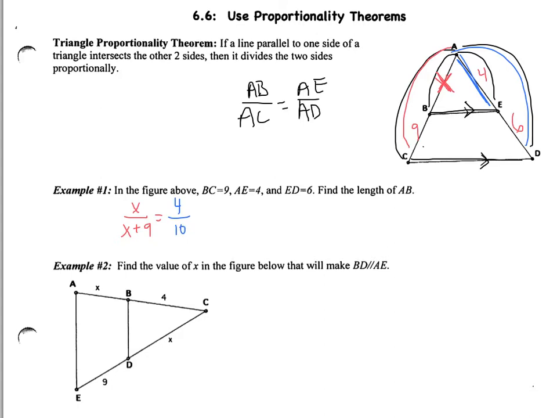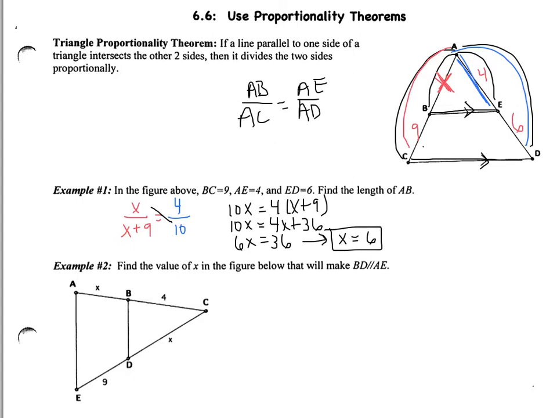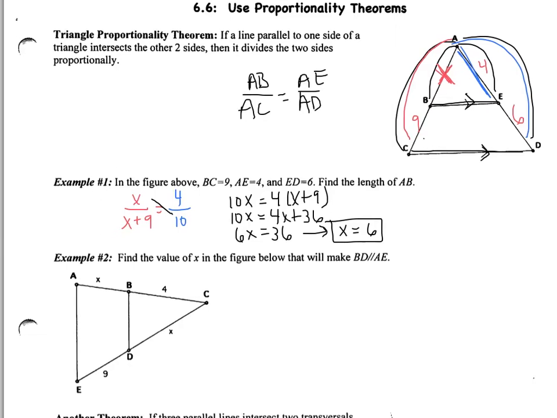And now I'm ready for my cross products. I have 10x equals 4 multiplied by x plus 9. This becomes 10x equals 4x add 36. If I subtract 4x, I get 6x equals 36, which tells me x equals positive 6. So again, that's nothing new. This is something that we have been doing.